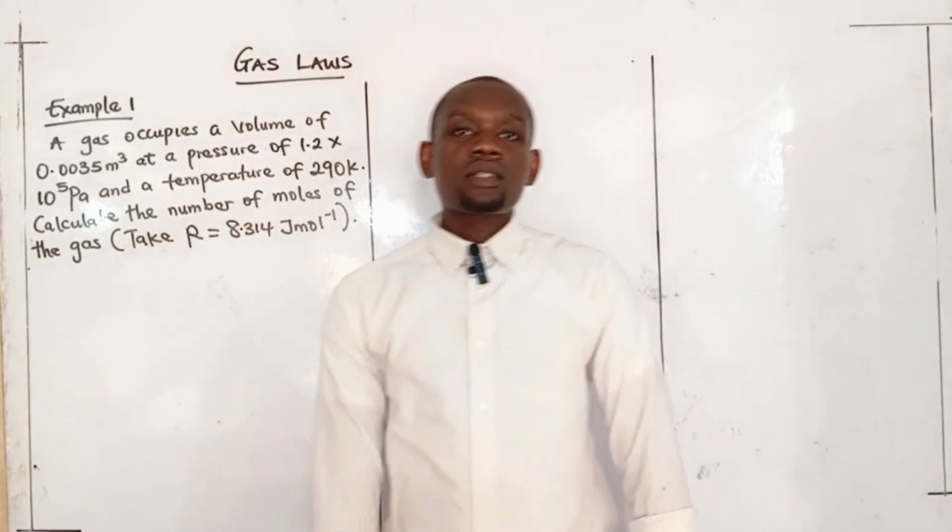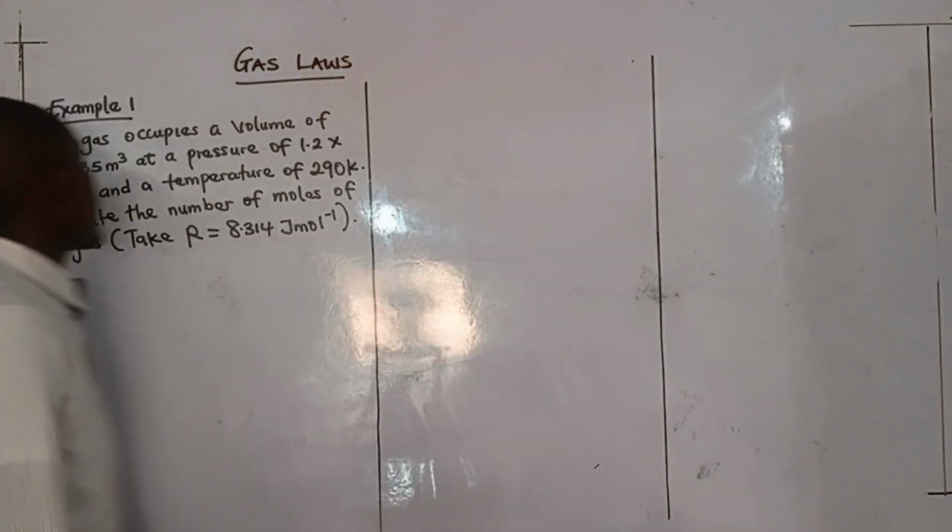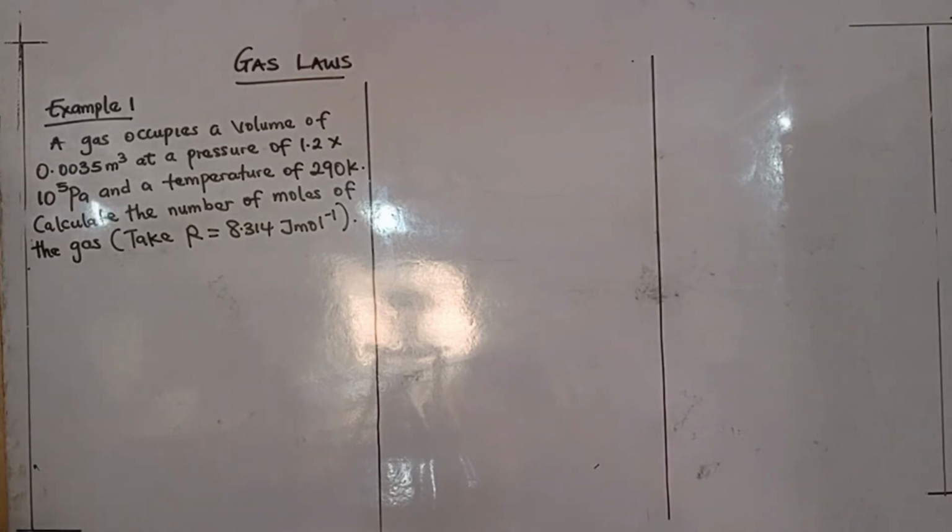So let us take a look at our first question on the board. We have that a gas occupies a volume of 0.0035 meter cube at a pressure of 1.2 times 10 raised to the power of 5 Pascal and a temperature of 290 Kelvin. Calculate the number of moles of the gas. Take the gas constant R to be 8.314 joule per mole.